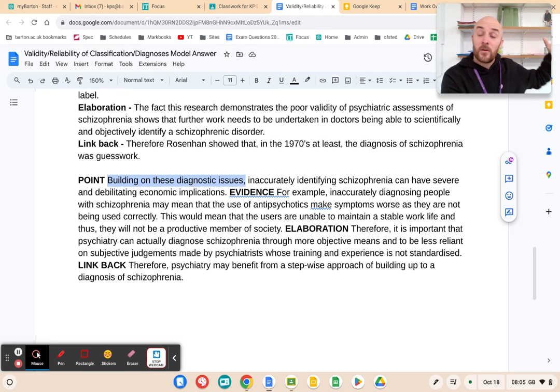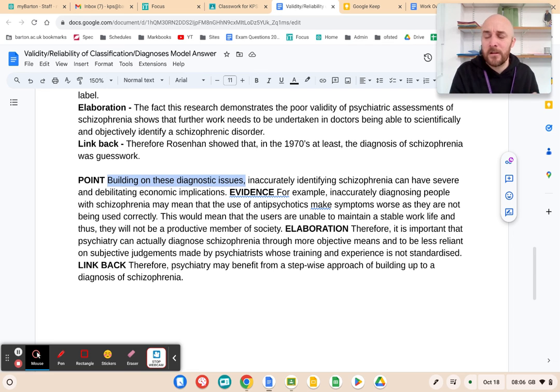Building on these diagnostic issues I just talked about, inaccurately identifying schizophrenia can have severe and debilitating economic implications. So, you're talking about the diagnoses, but you're linking it from an economic point of view. For example, inaccurately diagnosing people with schizophrenia may mean that the use of antipsychotics makes symptoms worse as they're not actually being used correctly. This would mean that the user is unable to maintain a stable work life, and thus they will not be a productive member of society by producing taxes and contributing to the economy and improving the national productivity rate and all this stuff, right?